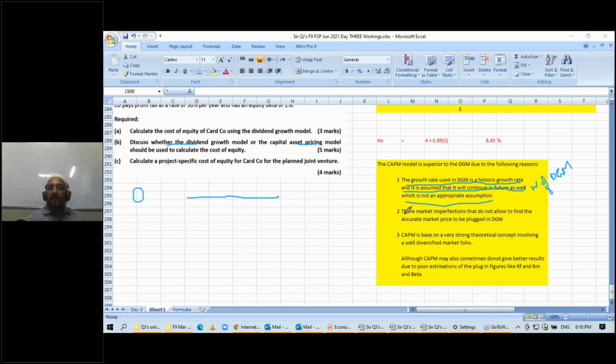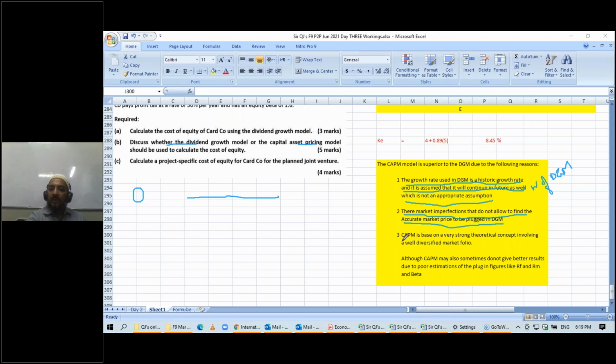Then there are market imperfections that do not allow us to find the accurate market price. In the dividend growth model, we use market price in the denominator. The market price which exists in the denominator can be different from the price which should have been in the market due to speculation activities and various brokerage costs, etc. So imperfections are there in the market. We need a perfect market price which is based on performance only, not on the basis of guessing and speculation.